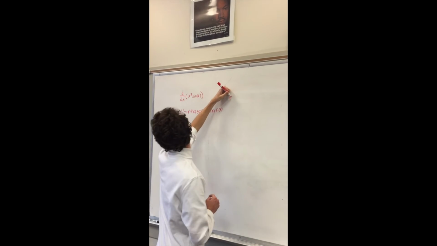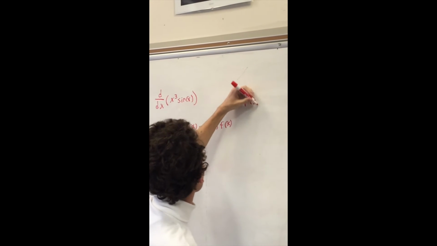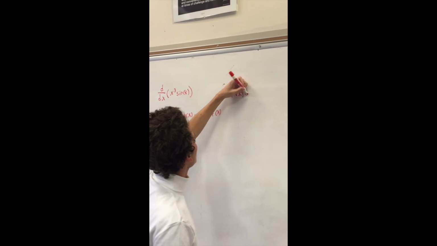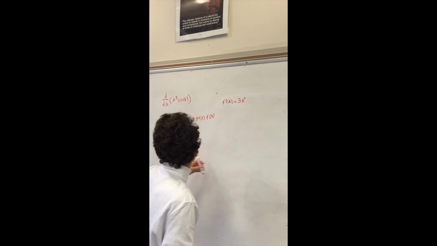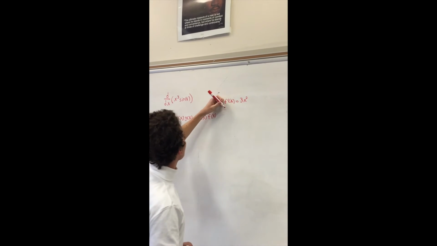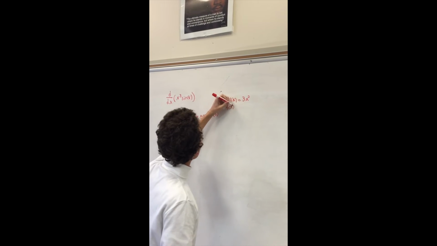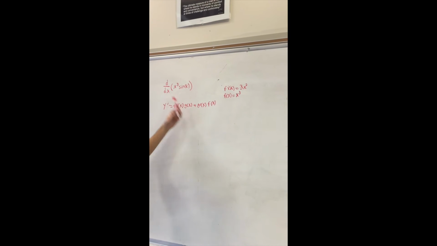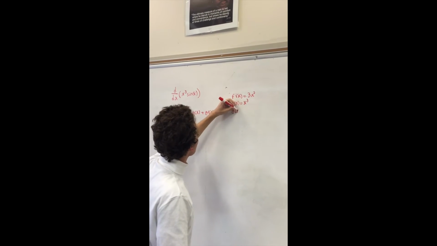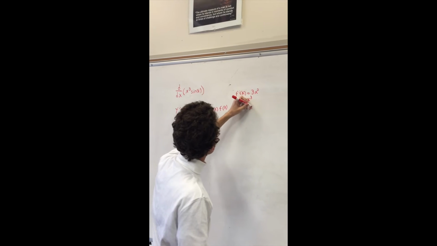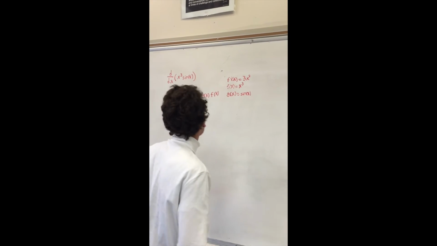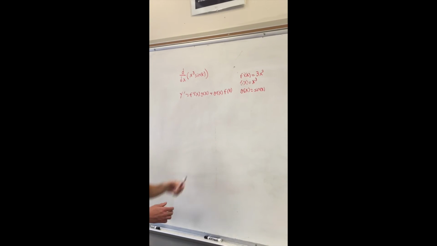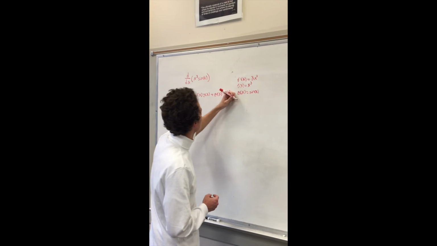So f prime of x is going to be the first part of the equation, but it's going to be the derivative. So obviously x cubed, using the power rule, that's going to be 3x squared. f of x is obviously just x cubed. And then g of x obviously is sine of x. And lastly, using the rules you've memorized, if you take the derivative of sine of x, or g prime of x, you're going to get cosine of x.